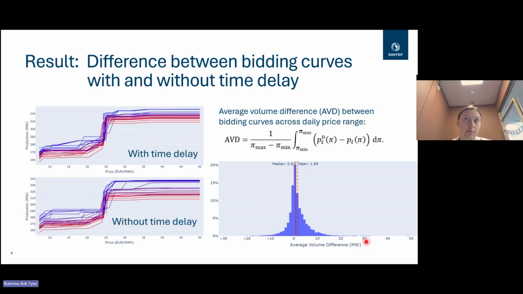But this is expected because, for example, if the price is very high, then the watercourse without time delay can start to produce in all the plants instantly. But the watercourse with time delay would have to wait for the water to arrive.